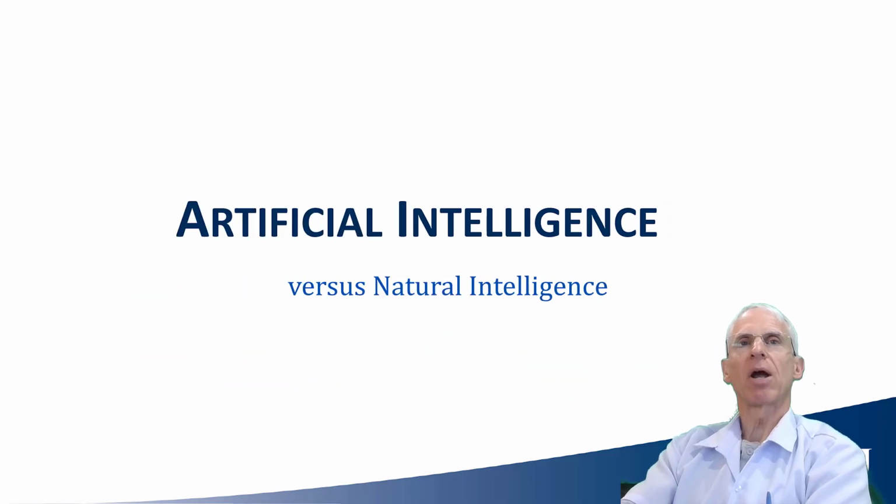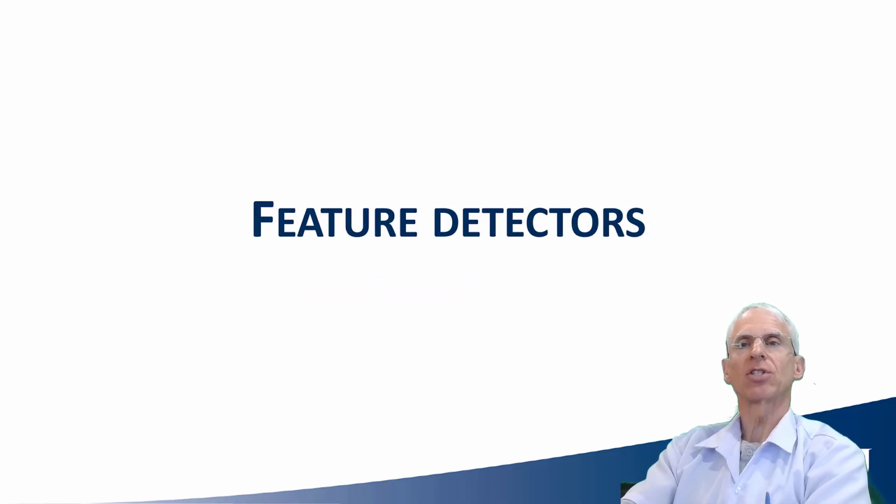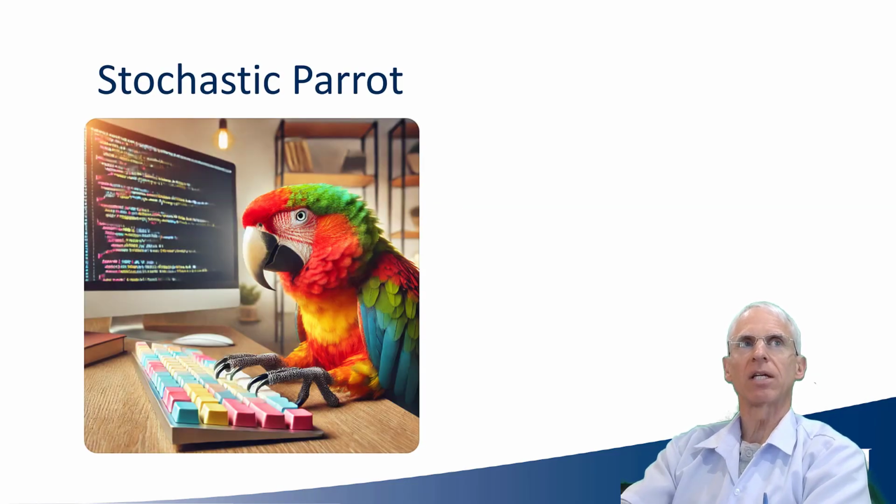All right, let's compare artificial intelligence versus natural intelligence. So artificial intelligence is a feature detector. What that means is that artificial intelligence largely is about identifying patterns in data and information, including text information and other types of information. One way we can think about this, and I'll come back to this in later videos, is as a stochastic parrot. So artificial intelligence has been compared to a parrot that basically repeats what it's been told, but it does it in a stochastic way, by which we mean a random, somewhat probabilistic way.